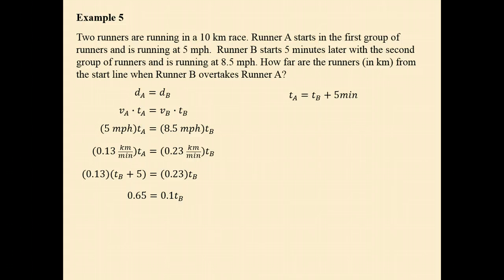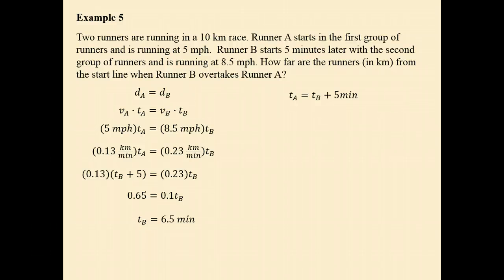That leaves us with 0.65 on the left side of the equation and 0.1 TB on the right side of the equation. Dividing both sides by 0.1 gives me a time for runner B of 6.5, and of course I was working in the unit of measure of minutes, so that's 6.5 minutes. Now this isn't my answer to the problem, but it helps me get there, because what I want to know is how far the runners are from the start line.